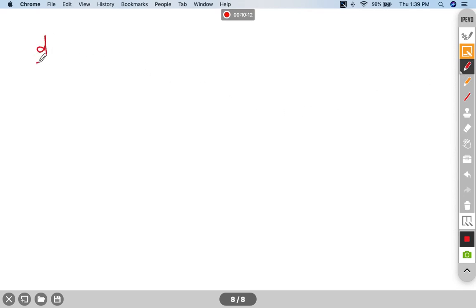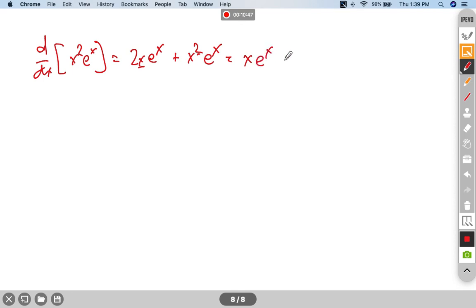When we take the derivative of x squared e to the x, here we need the product rule. So the derivative of x squared times e to the x plus x squared times the derivative of e to the x, which is e to the x. So we have a common x in here. We have a common e to the x. And we're left with 2 plus x.